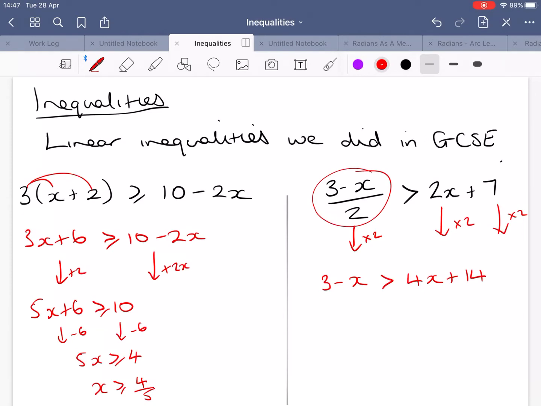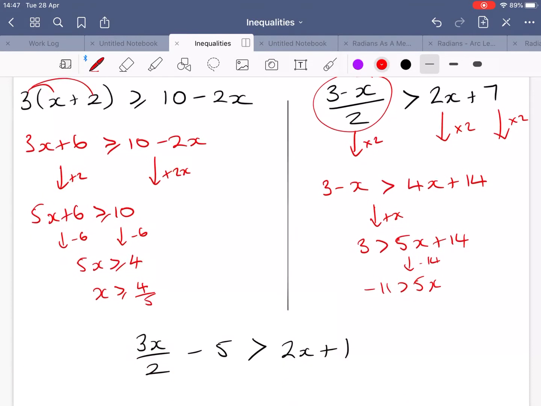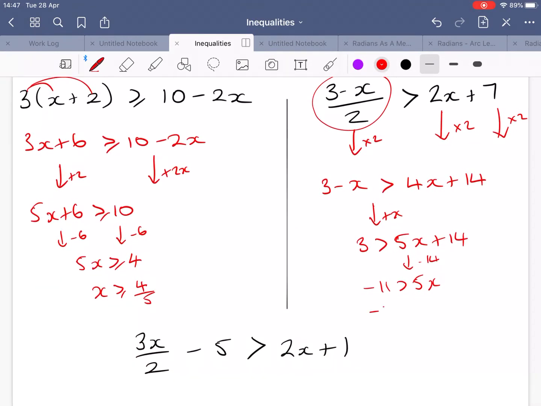Okay. And then again, I'm gonna add x to both sides. So I'm gonna get 3 is greater than 5x plus 14. I'm gonna take away 14 from both sides. So minus 11 is greater than 5x, and then divide it by 5. So I'd have minus 11 over 5 is greater than x. Or to say it the other way around, x is less than minus 11 over 5.